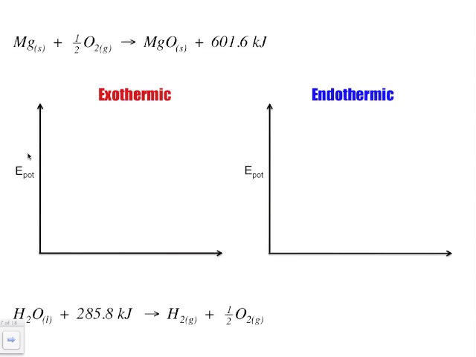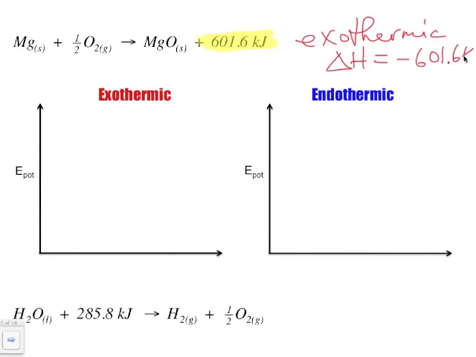Let's look at the following example here. Here we have magnesium reacting with half a mole of oxygen to form 1 mole of magnesium oxide. And all of a sudden we have our energy value over on this side of our equation. So what does that mean? It means that this reaction is exothermic. And as we said, in an exothermic reaction, the delta H is a negative value, 601.6 kilojoules. Then at the bottom, we've got water. The electrolysis of water requires energy to be absorbed, so this is an endothermic reaction.